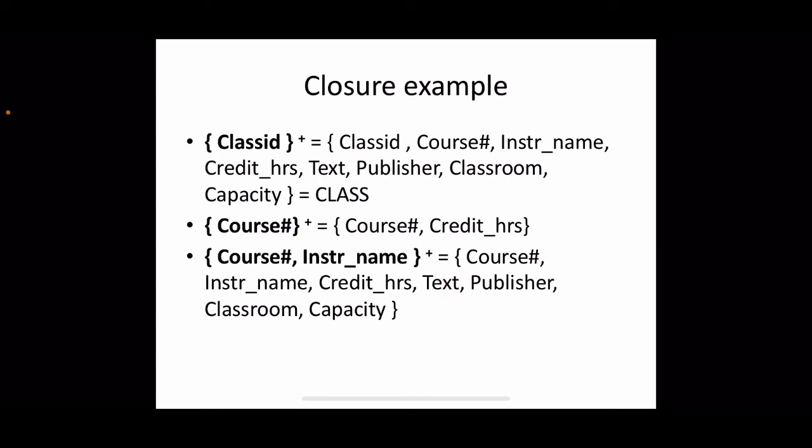So the meaning of a closure is that all the attributes in the right hand side are dependent on the attribute set in the left hand side. So if you take the first case, that is class ID, all the attributes in the class are dependent on this. That means we can say that class ID is a candidate key for this relation, whereas course number and instructor name is not, because one attribute is missing here.